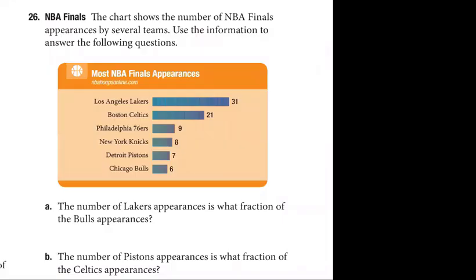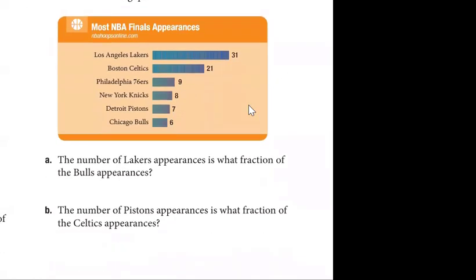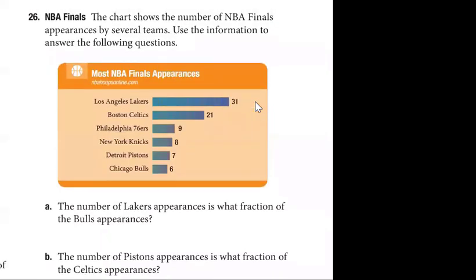Okay, so we've got this chart, and it shows number of NBA Finals appearances by several teams. It might be a bit out of date by now, but in any case, just based on this chart, we've got to get the number of Lakers appearances as what fraction of Bulls appearances. So where are the Lakers? They're here at the top, 31.